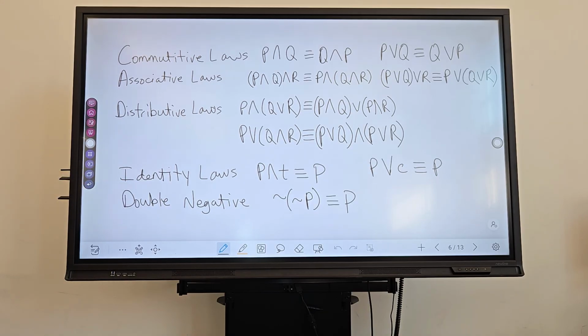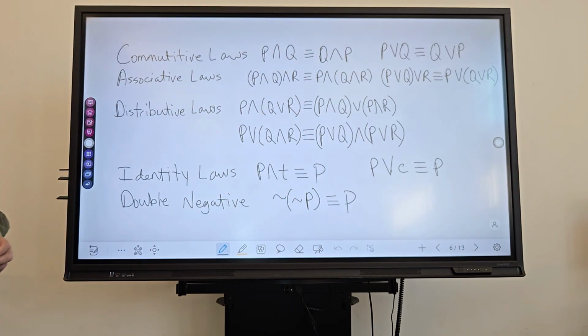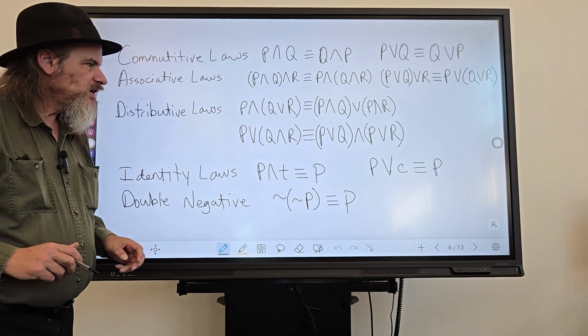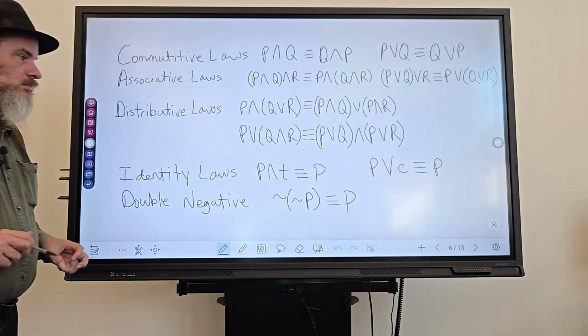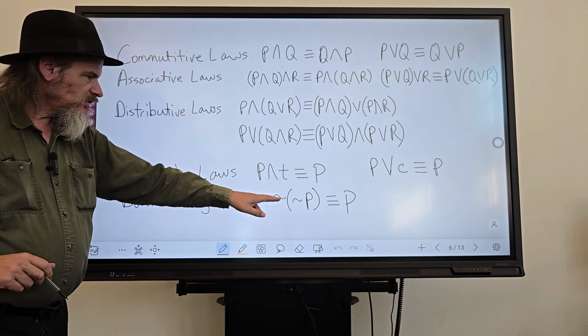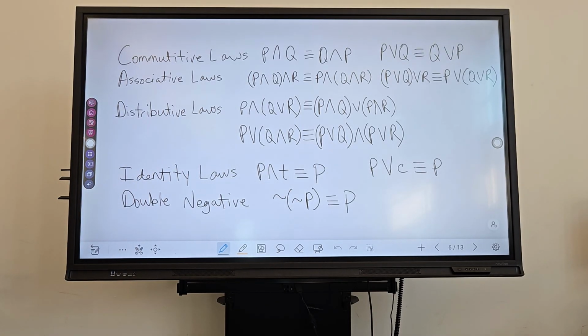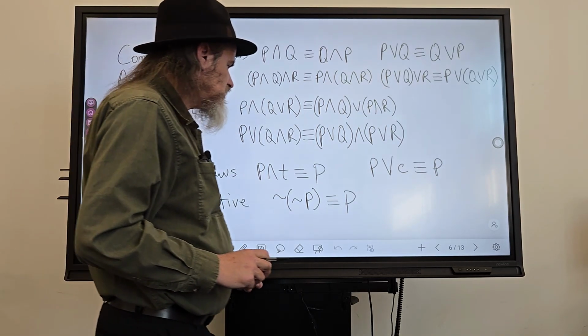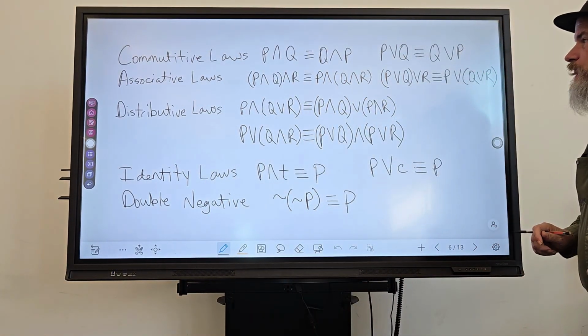Identity laws. P and a tautology is equivalent to P. P or a contradiction is P. Double negative, the negation of a negation is the original statement variable. So you can see how this can be used to simplify some things.